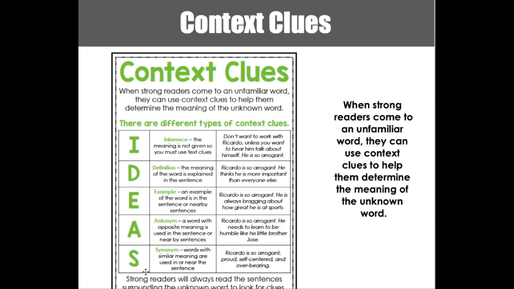And finally, our last one is synonym. Words with similar meaning are used in or near the sentence. Ricardo is so arrogant, proud, self-centered, and overbearing. So hopefully one of those words is a word that you understand, and you can help yourself understand the unknown word by using one of those synonyms.